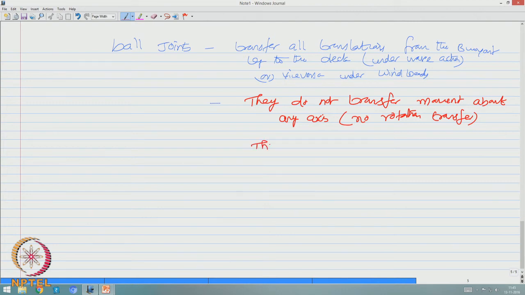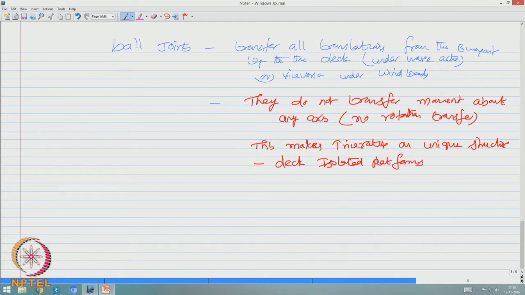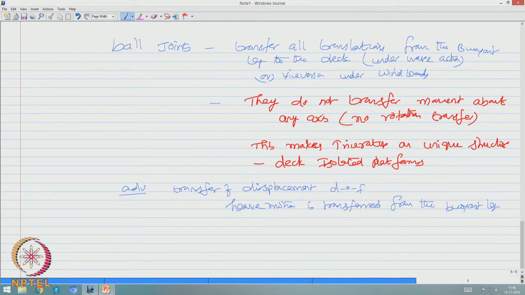So, this makes Triceratops a unique structure. One can say it is a deck isolated platform. There is a great advantage of transfer of displacement degrees. For example, heave motion is transferred from the buoyant leg to the deck.